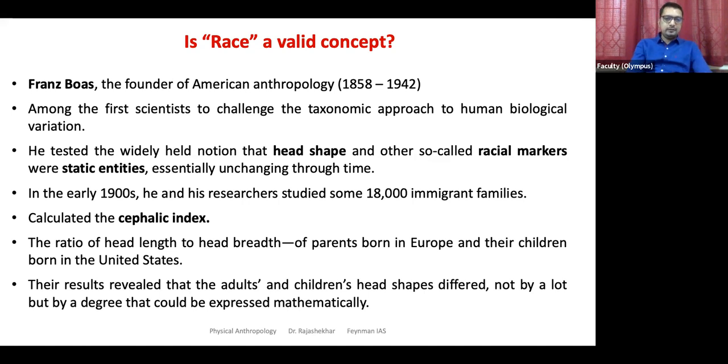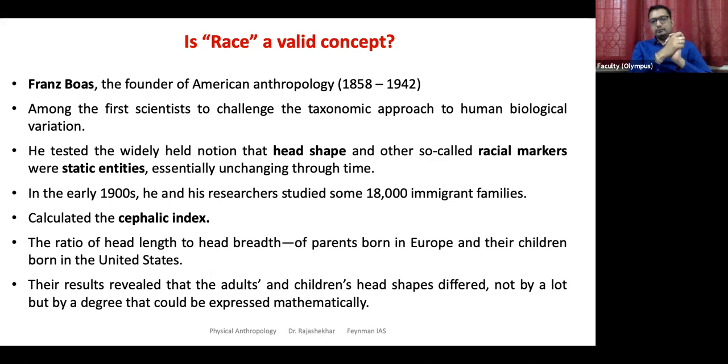To answer this question, Franz Boas looked at many Europeans who were migrants, traveling. What he had done, he actually measured their cephalic index, the ratio of head length to head breadth that we talked about, of parents born in Europe and their children born in United States. So Europeans who moved to America, he took their cephalic indices and he also measured the cephalic index of children, just to see if this remained constant from parents to children.